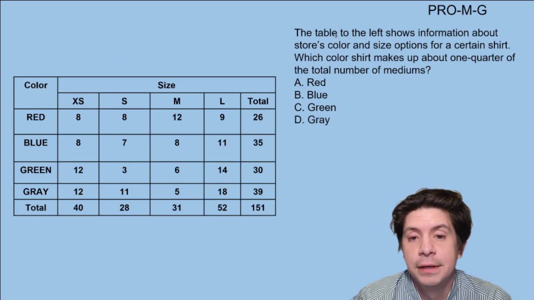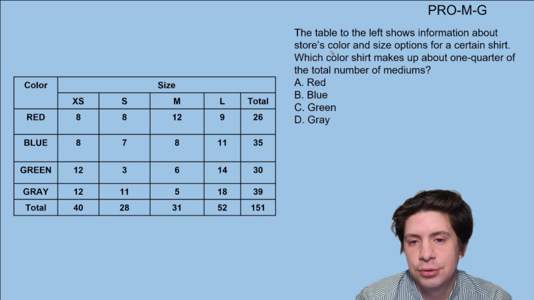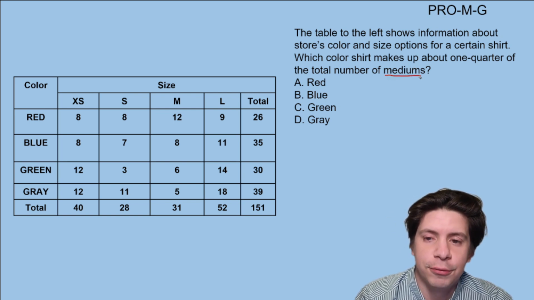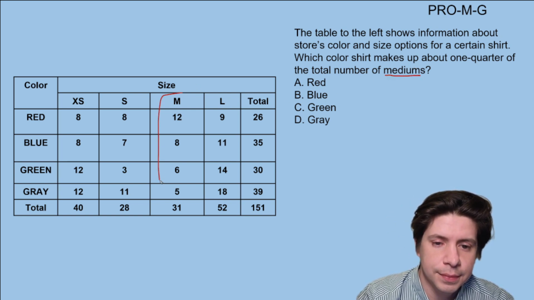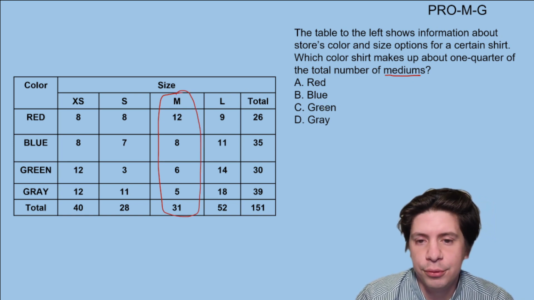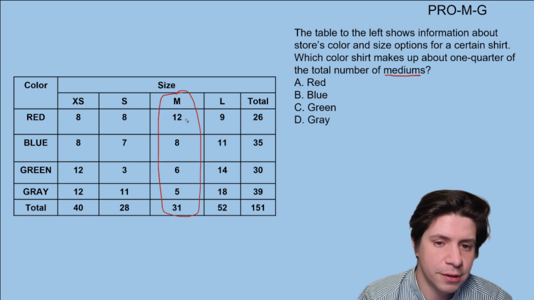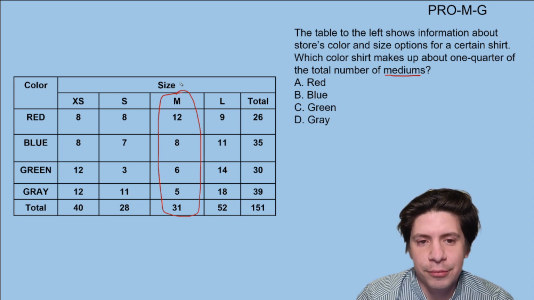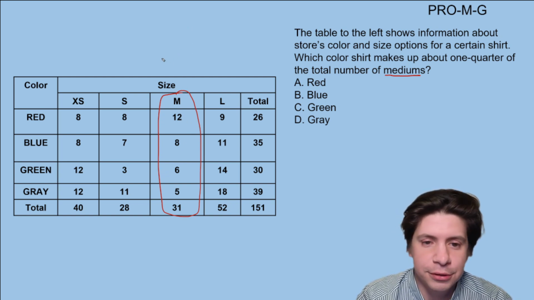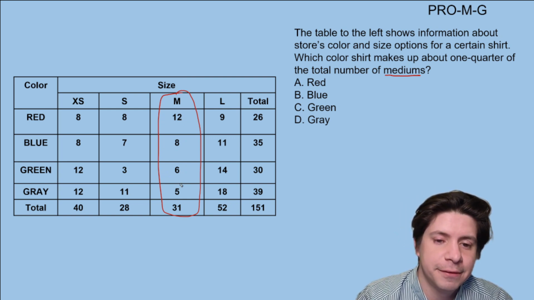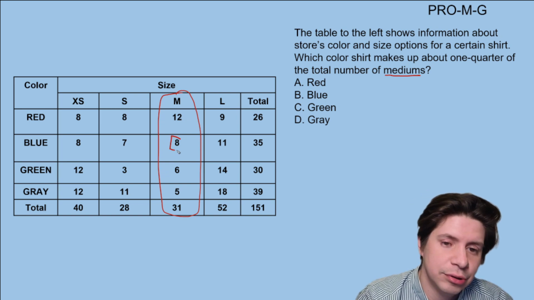Okay, so here we have the table to the left shows information about a store's color and size options for a certain shirt. Which color shirt makes up about 1/4 of the total number of mediums? So we're focused on mediums, and we have red, blue, green, gray. That's all the options. And which of these is closest to 1/4 of 31? So we have 12/31, which is a bit more than 1/3. 8/31, which is close to 1/4 because 8/32 would be 1/4, so it's a bit over 1/4. 6 is going to be a little less than 1/5, and 5 will be a little less than 1/6, so it'll be 8.